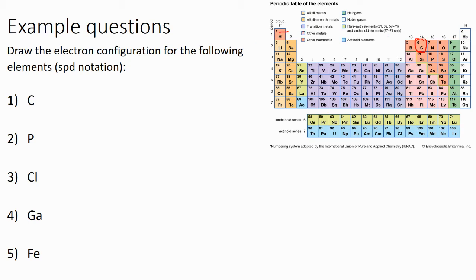So the first shell will be filled. So 1s2, 2s2, 2p2. So the first shell is the first row, and then the second row is 2s2, 2p2. We'll count these numbers. 2, 4, 6. It's got 6 electrons. So the next example is phosphorus.